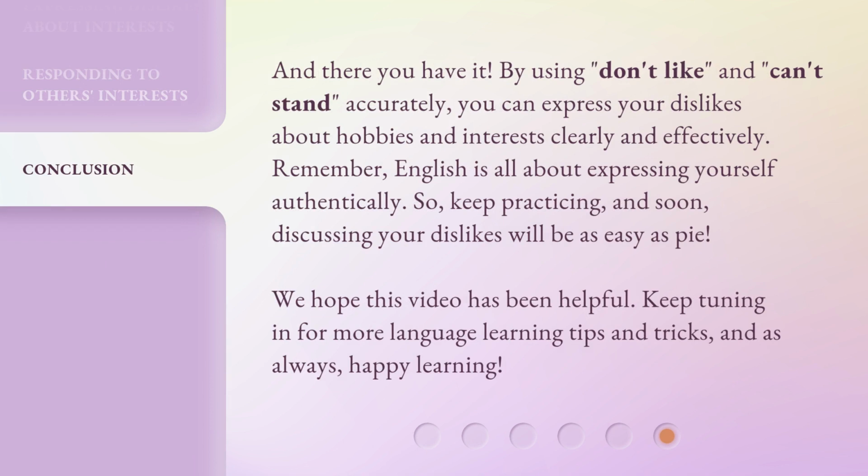And there you have it. By using don't like and can't stand accurately, you can express your dislikes about hobbies and interests clearly and effectively. Remember, English is all about expressing yourself authentically. So, keep practicing, and soon, discussing your dislikes will be as easy as pie.